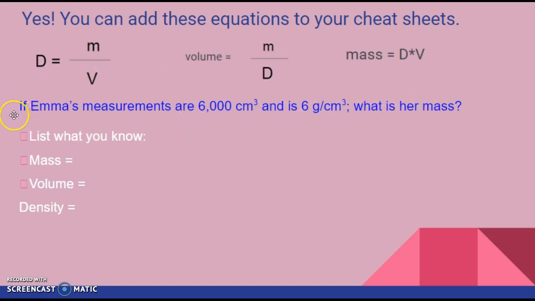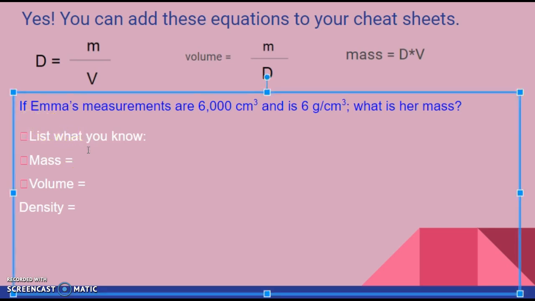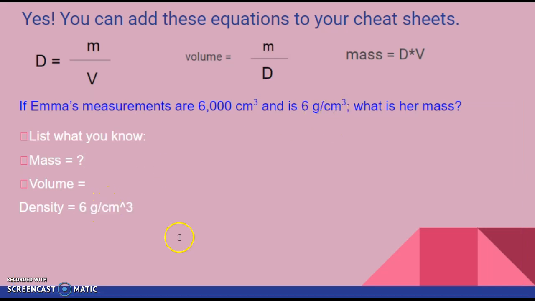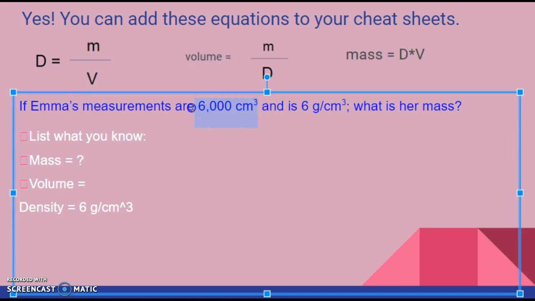All right, so let's look at this. If Emma's measurements are 6,000 centimeters cubed and 6 grams per centimeter cubed, what is her mass? Okay, so which one are we solving for? We're solving for mass. And then one of these is volume and one of these is density. So density is going to have both units. So our density is going to be 6 grams per centimeter cubed. And our volume then is going to be our 6,000 centimeters cubed.